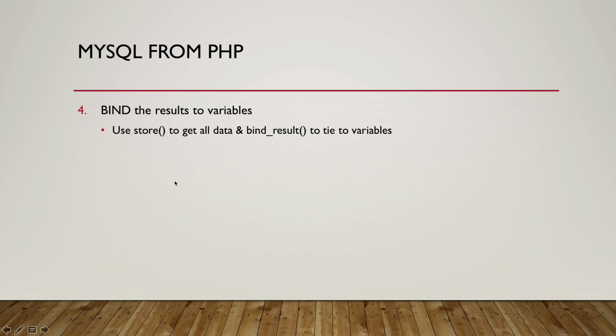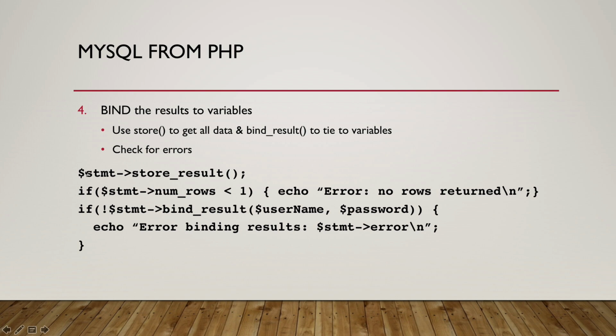First, we're going to store the results, and that actually brings them over to our local memory space in PHP. And then we're going to bind those results. Finally, we check for errors. So here's what that looks like. You can just call statement store result. This takes those results and stores them locally so that the rest of statement is actually filled in and accurate. This allows us to then check num rows. Statement num rows is how many rows were returned by the query. So if you try to check this before you call store result, its value will be inaccurate. So that's why we call store result first.